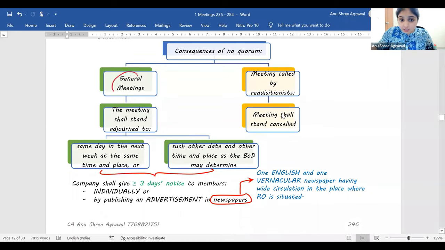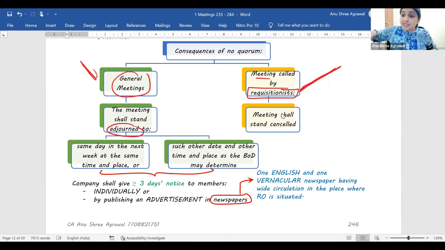We will see, is it a normal meeting called by the board of directors, or is it a meeting called by requisitionists? EGM, you must have learned about requisitionists. If it is any other meeting called by the board as usual, and if there's no quorum within half an hour, the meeting will automatically get adjourned to the same day, same time, same place in the next week, or some other date, time, place, which who will decide?